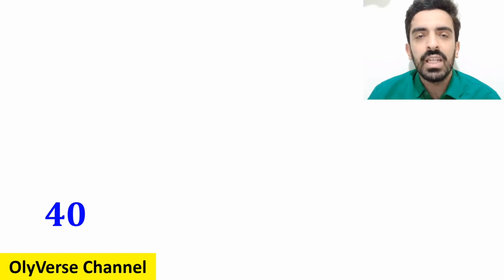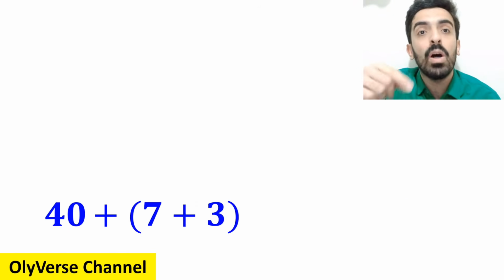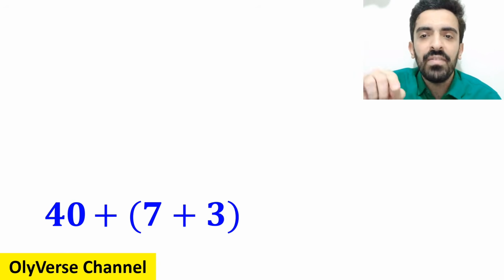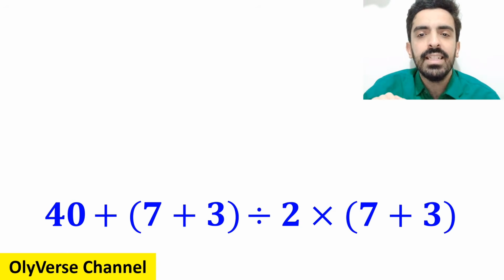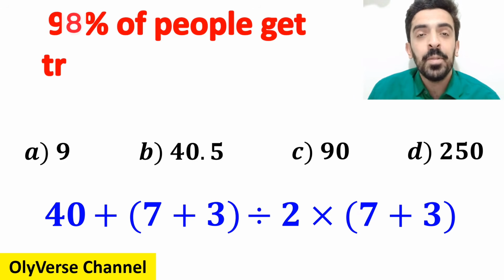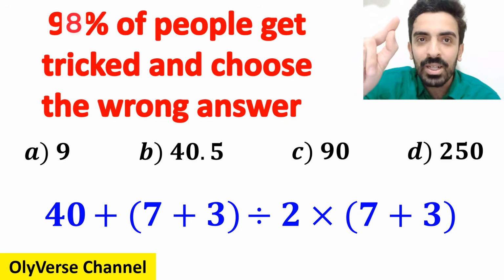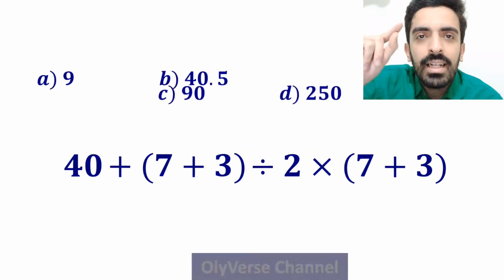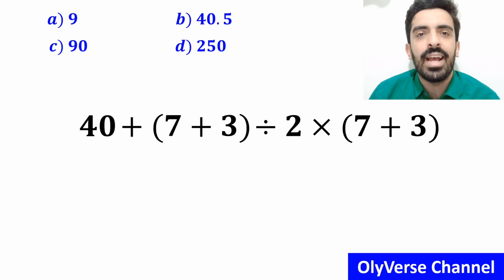What is the value of the expression 40 + (7 + 3) ÷ 2 × (7 + 3)? Which option do you think is the correct answer to this question? 98% of people get tricked and choose the wrong answer. Let's go step by step and solve it together.